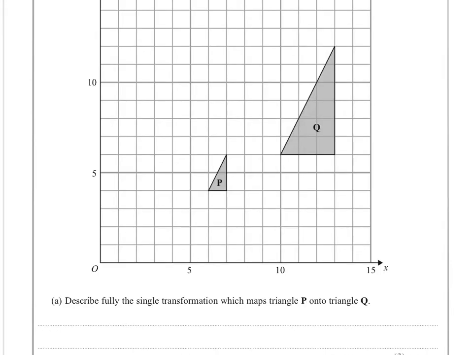The single transformation which maps triangle P onto Q, say from the small to the big, is an enlargement. 1 mark. Scale factor, well, if you look at one of the sides of triangle P, so the bottom one has width 2, goes to width 3, so therefore the scale factor is 3, it's 3 times bigger.